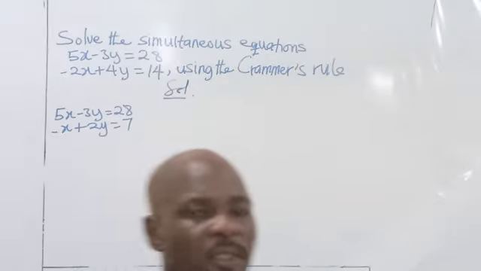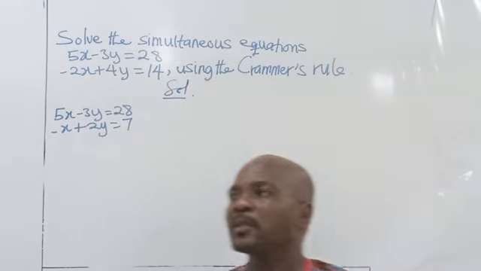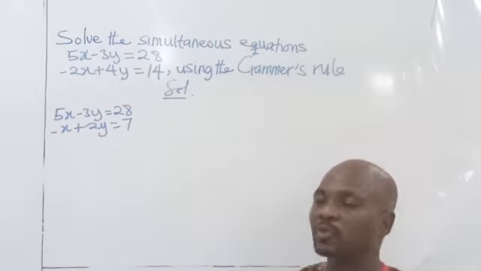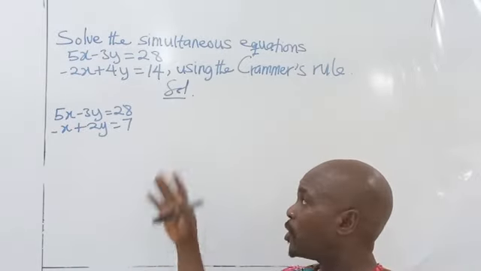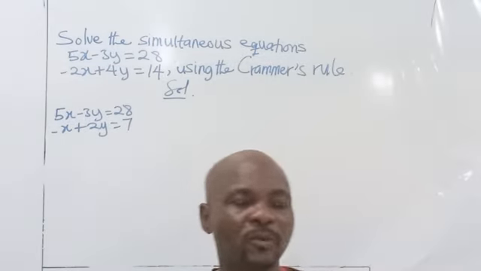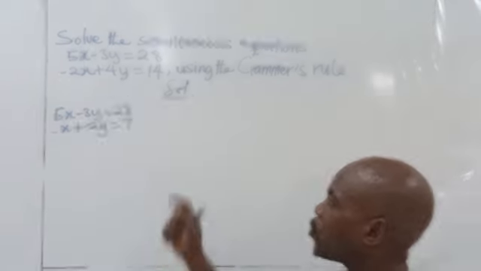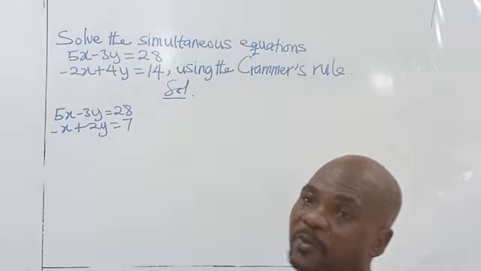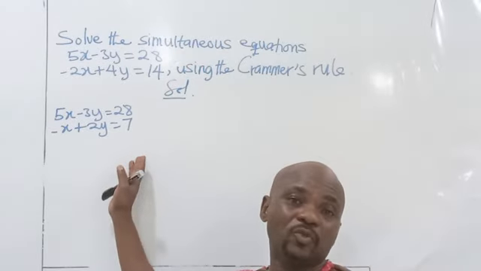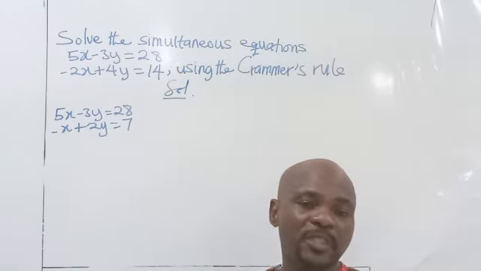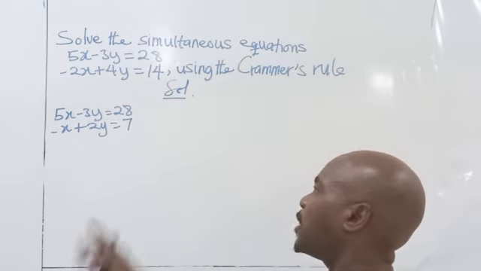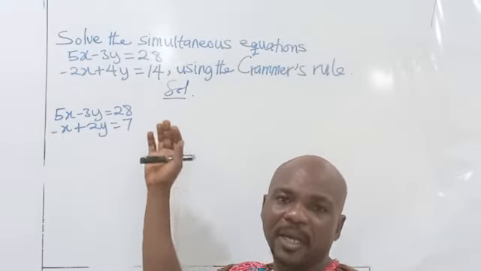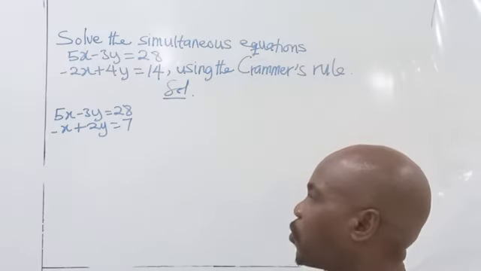There are some terms I want to get across before solving the question. The first thing we are going to look for is what you call the coefficient matrix. You first have to find the coefficient matrix if you are using Cramer's rule. The next thing is to find the constant matrix, and then other things will follow.